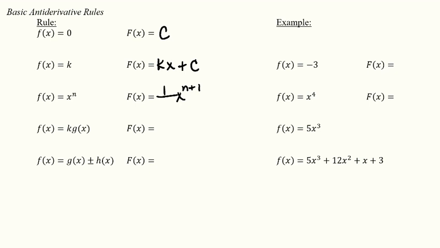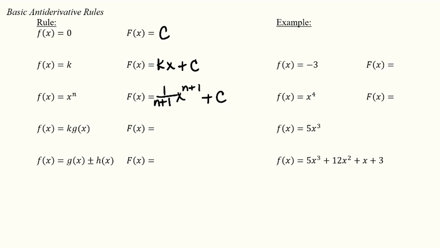We're going to divide by the new power. And we're not going to forget the plus c. The constant multiple rule for taking a derivative is you just keep that constant multiple. You don't have to do the power. You don't have to do the product rule. So the derivative of 5 sine x is 5 cosine x.